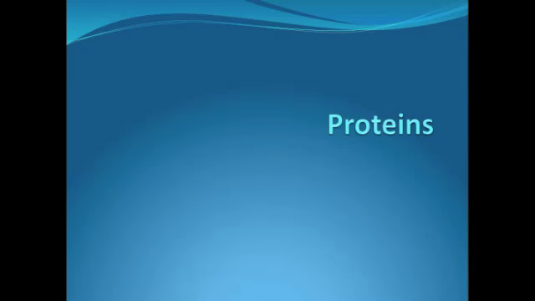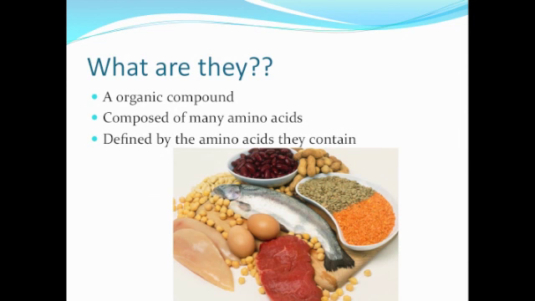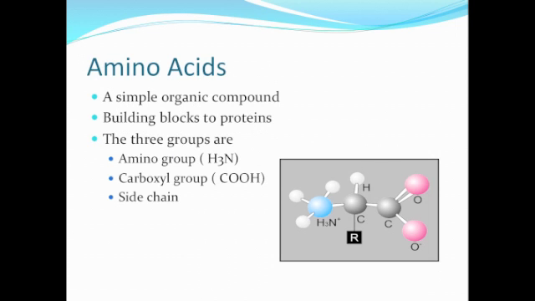Hello, today I'm going to be talking about proteins. So, proteins are an organic compound. An organic compound is anything that has carbons and is also living. And it's composed of many amino acids, and proteins are actually defined by the amino acids they contain. Because there are a lot of types of amino acids, that's why proteins are defined by them. So, what is an amino acid?